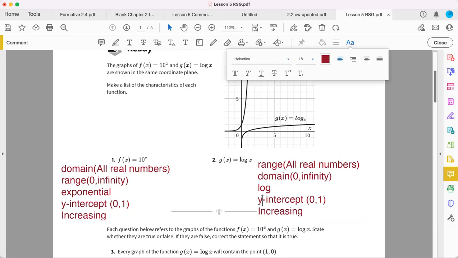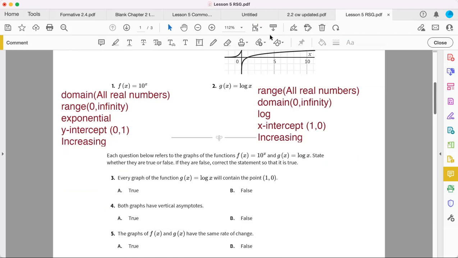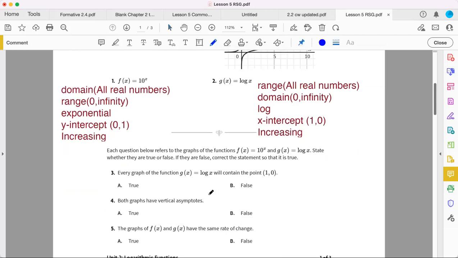We can say that we have an x-intercept at (1, 0). Notice, not a y-intercept. You could also say that it's increasing. I think those are some pretty good characteristics, if I do say so myself. In the next few questions, you'll be asked a plethora about logs, just to kind of summarize what you've seen so far. This is saying every graph of the log function, log of x, will contain the point (1, 0).